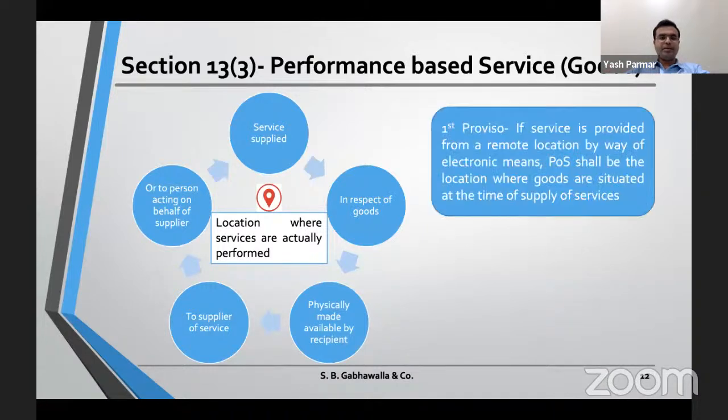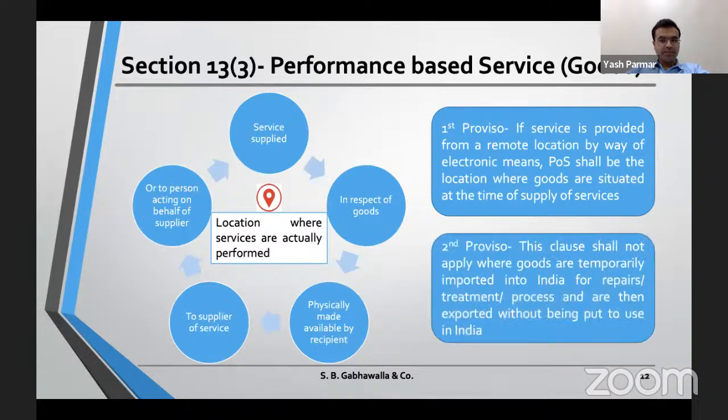But in this particular subsection, we also have a proviso which says that if service is provided from a remote location by way of electronic means, then the place of supply shall be the location where the goods are situated at the time of supply of services. And then we have a second proviso which says that this clause shall not apply where goods are temporarily imported into India for repairs, treatment, or processes and are then exported without being put to use in India. So these are the two provisos given in this particular section.